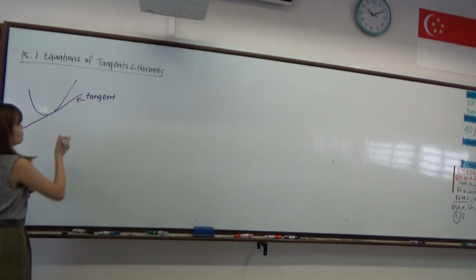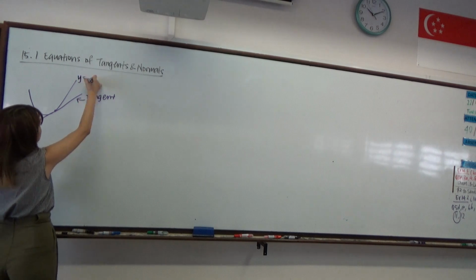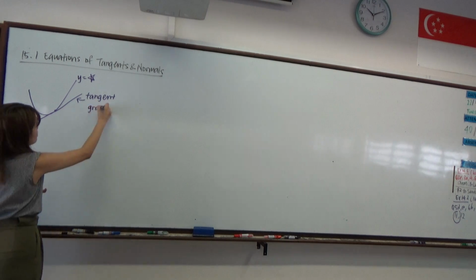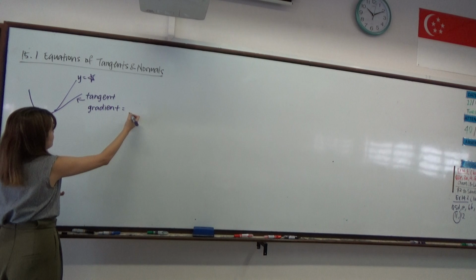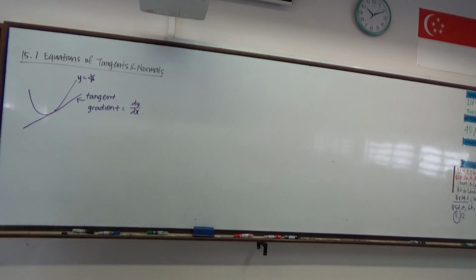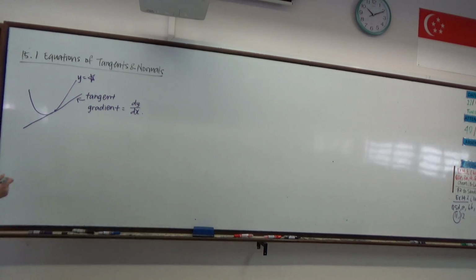So this line itself will be the tangent, and we have learned earlier in chapter 14, right? If you were to have some equation for the curve, y equals to something, the gradient of the tangent will be equal to dy over dx. This is what we have covered. And then, based on what we learned last year about normals, normals are perpendicular to the tangent.